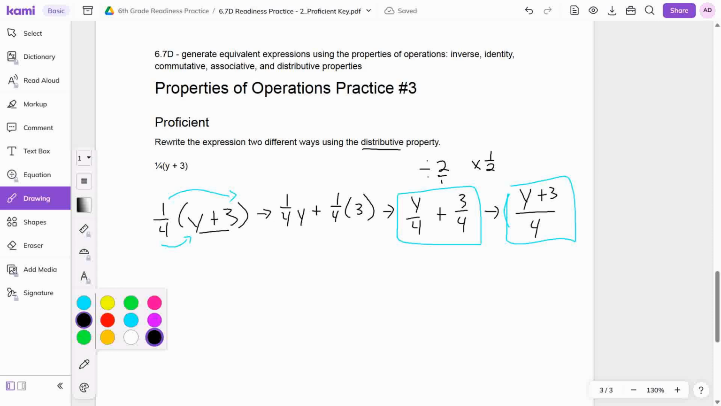If you wanted to, you could do 1/4 y plus 3/4. Here's another version: you could just do 1/4 y, leave that like it is, and then change the 3/4. So there are quite a few different ways that we can do that.